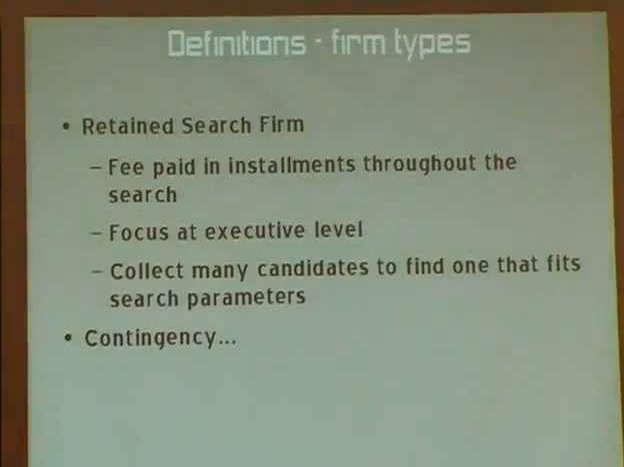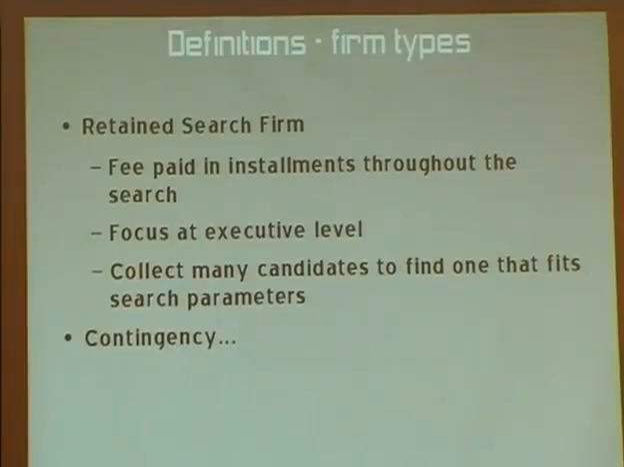Like I said, every search firm is different, but they fall into two categories. There's retained search firms and contingency search firms, and the basic difference between them is when they get paid. A retained search firm gets paid either up front or more typically in installments during the life of the search, and a contingency search firm only gets paid at the end of the search when they've successfully placed a candidate. And although this seems like a pretty small distinction, it actually has a big impact in terms of everything else that happens at the search firm.